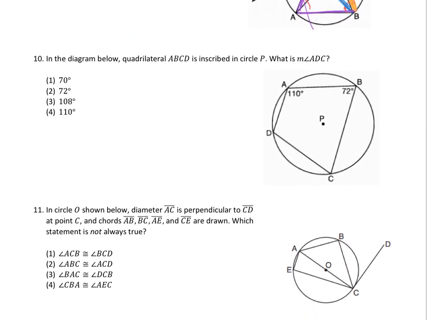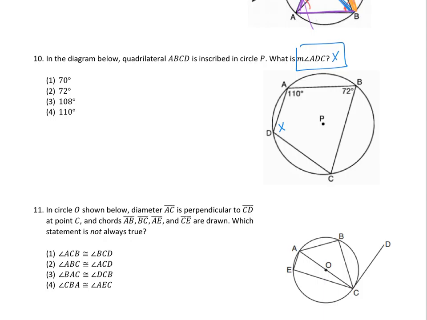Number 20 or 29. Oh my goodness, what am I thinking? We've got number 10 here. It says in the diagram below, quadrilateral ABCD is inscribed in circle P. What is the measure of angle ADC? Let's choose to call this X. So we've got an X here.